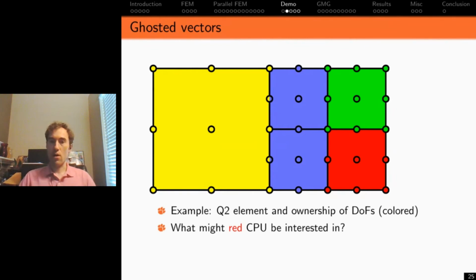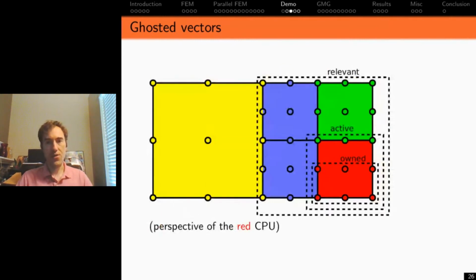But it's kind of obvious, I already said it, we need to know about these unknowns, the green unknowns in the red cell. And for this, we construct ghosted vectors. So our linear algebra vectors do not only have our own entries, but can have additional entries. And instead of doing formulas and whatever, to give you just a high-level understanding, we consider, from the perspective of the red processor, 3 different sets of unknowns. Owned unknowns is the small area here, right? These are the red circles.